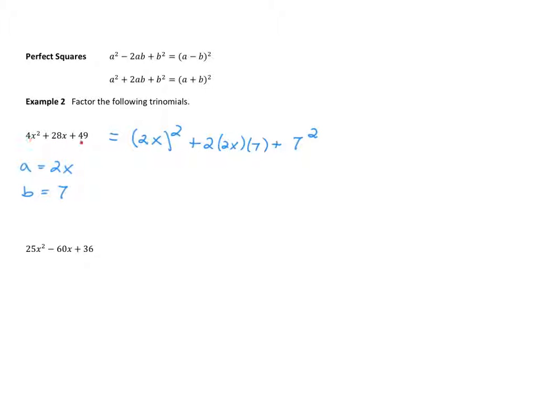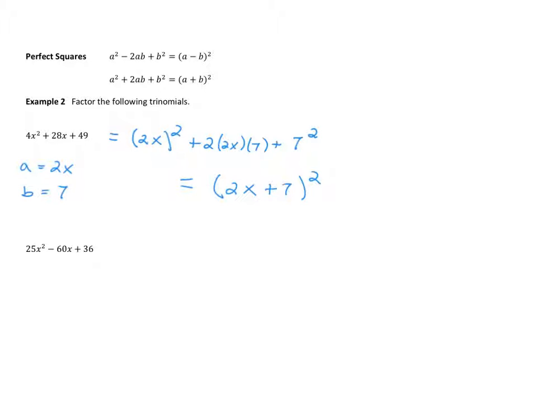Perfect. I looked at the first and last term to determine A and B, and I just checked to make sure that the middle term is 2ab, matching up with this 28x, and it all worked out perfectly. Since it is of this form, I can simply go to this expression, put in place of A 2x, 7 in place of B, and write it as something squared. That is, this is 2x plus 7 squared.